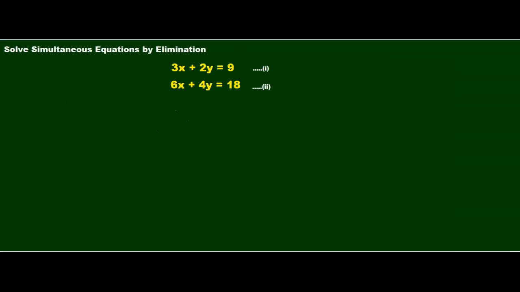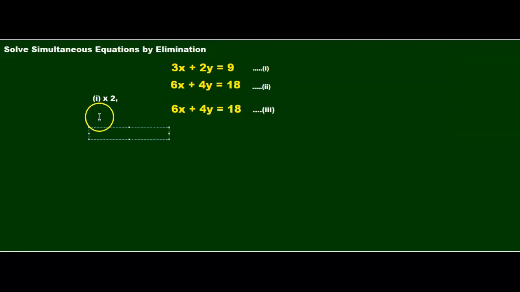Let's try this final example. So we have 3x and 6x, 2y and 4y. So what I'm going to do is I'm going to multiply equation 1 by 2. So 3 times 2 would be 6x. 2y times 2 will give me 4y. And 9 times 2 gives me 18. I'm going to call this equation 3.